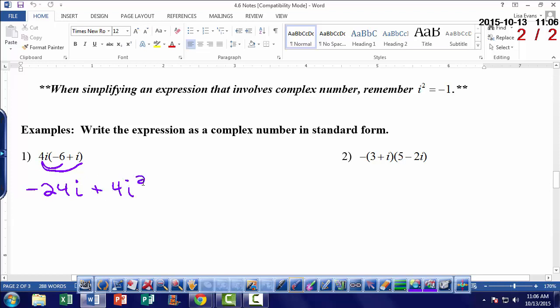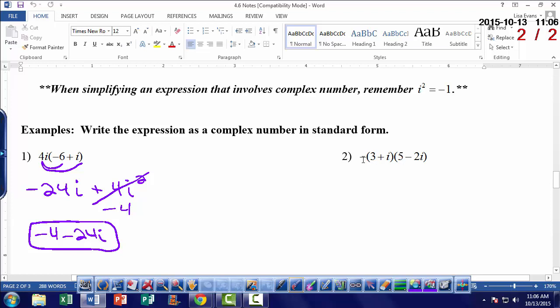Now this is where we need to do something different. Because this is an i squared, think of it as negative 1. So 4 times negative 1 is negative 4. Now I want you to rewrite this so the real number is first. So negative 4 minus 24i. This is my answer. Okay, let's go ahead and try another problem.